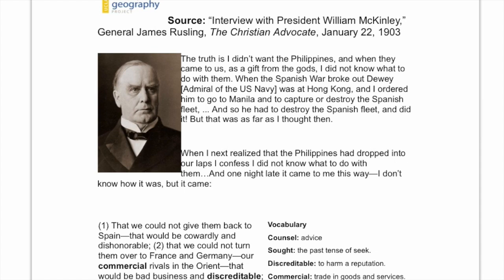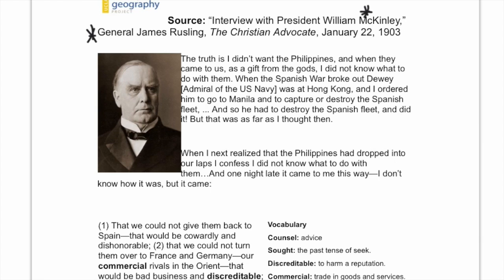First, let's source the document. Who wrote this document? We're going to go ahead and write a star next to the author. Now, this is interesting because it's an interview, so although these are William McKinley's words, it was written by General James Rusling. And we also should put a star next to McKinley's name since he is the one being interviewed. So this brings up an interesting discussion point about the author and his reliability, and we'll discuss that in a bit. But first, let's continue to examine the author.